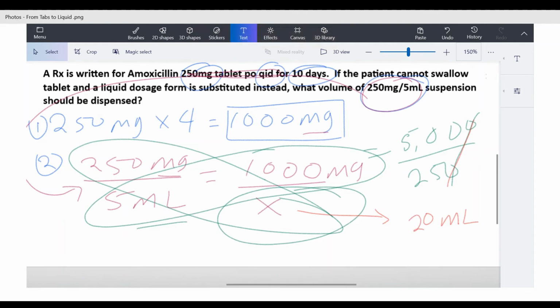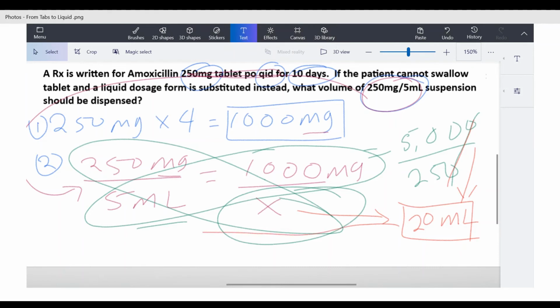X is 20 milliliters. But 20 milliliters is not our final answer. You have to keep that in mind. Remember, we skipped a step to come back to the 10 days. The 20 milliliters that you see here is the daily dose that the patient needs. So if the patient needs 10 days, this is per day.